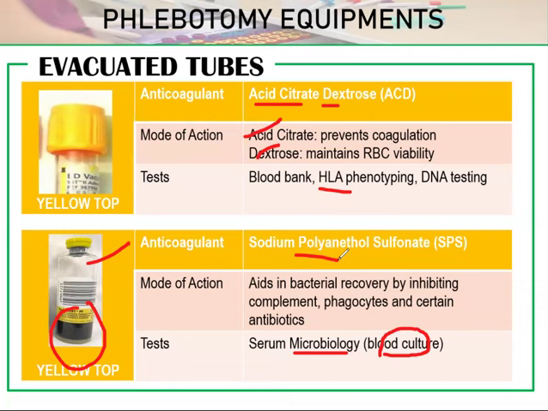And the difference, class, for the manner of collection for our blood culture bottle is that we cannot use our alcohol to clean the puncture site, but we are going to use our providone iodine, or our betadine, to clean the site.